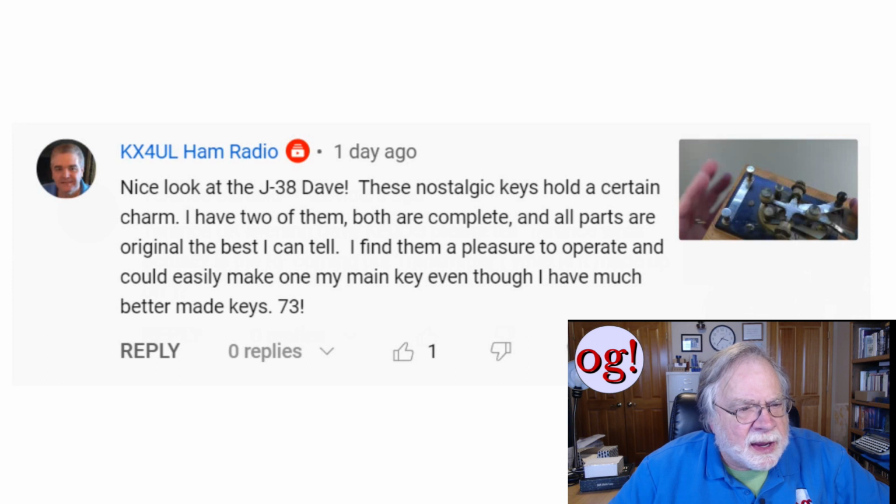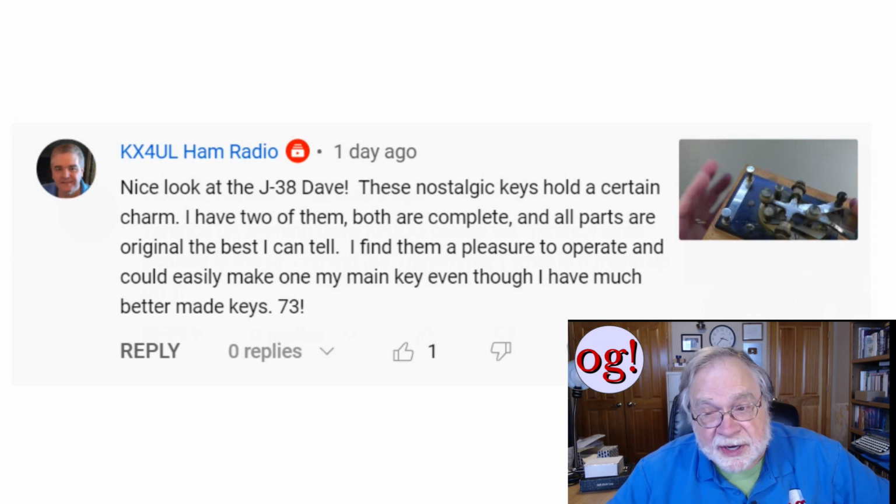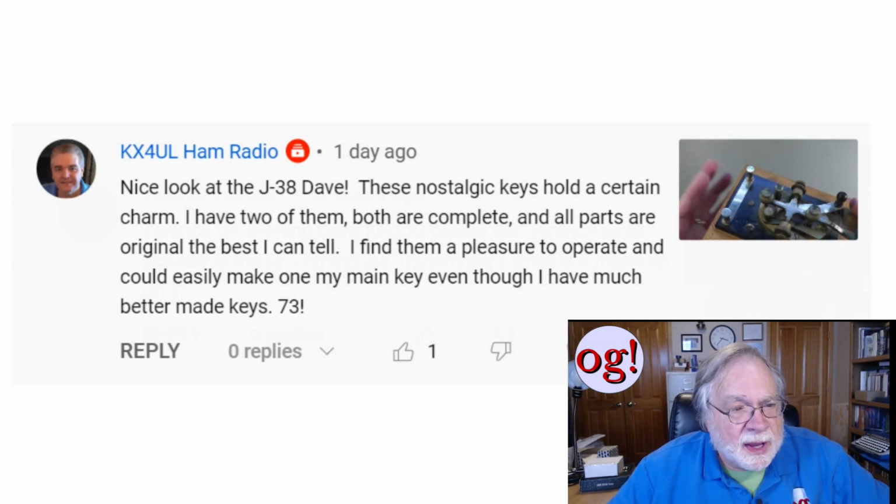Okay, and KX4UL says he loves the look of the J38. It is the classic looking key. I have two of them, both are complete. I have a J38 and a JJ38. The JJ38 was made in Japan and actually has ball bearings instead of just pivots right here. And they are great keys.